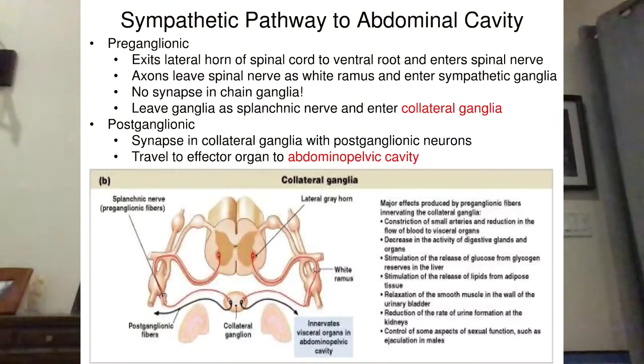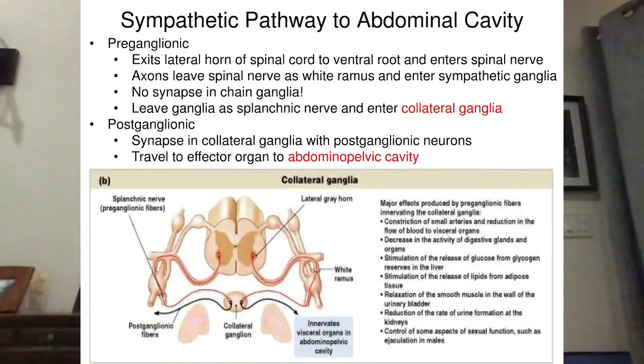This is an extension from the ganglion toward the collateral ganglion in front of your aorta. That's called a splanchnic nerve. So from the splanchnic nerve, then the preganglionic fiber synapses within the collateral ganglion with a postganglionic fiber. Now we're on neuron number 2, the postganglionic neuron. So from that synapse, then the postganglionic axons leave the collateral ganglion and they innervate an organ. They synapse with an organ in your abdominal pelvic cavity.